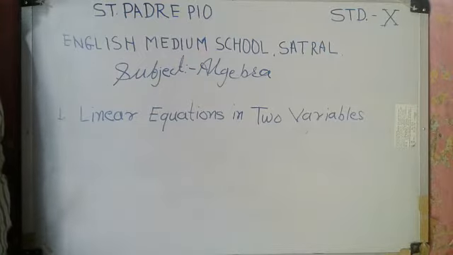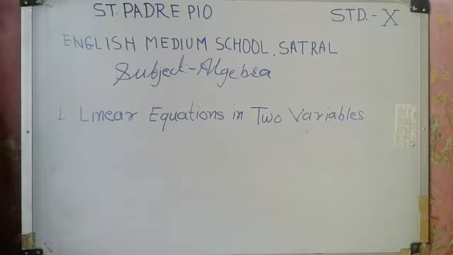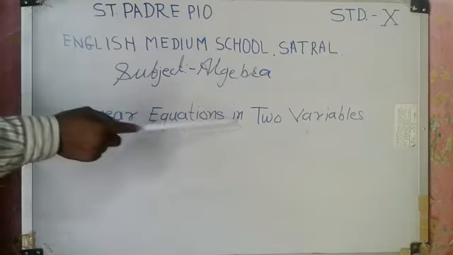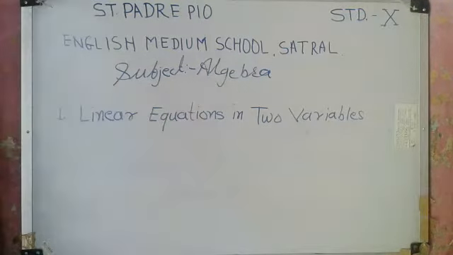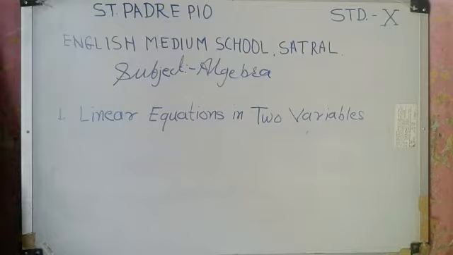Already we are late, but now we are starting our first chapter in algebra, linear equations in two variables. In ninth standard also, we have studied about linear equations in two variables. In ninth standard, we also solved linear equations in two variables. In 10th standard also, we are going to learn the next part, that is more about linear equations in two variables.